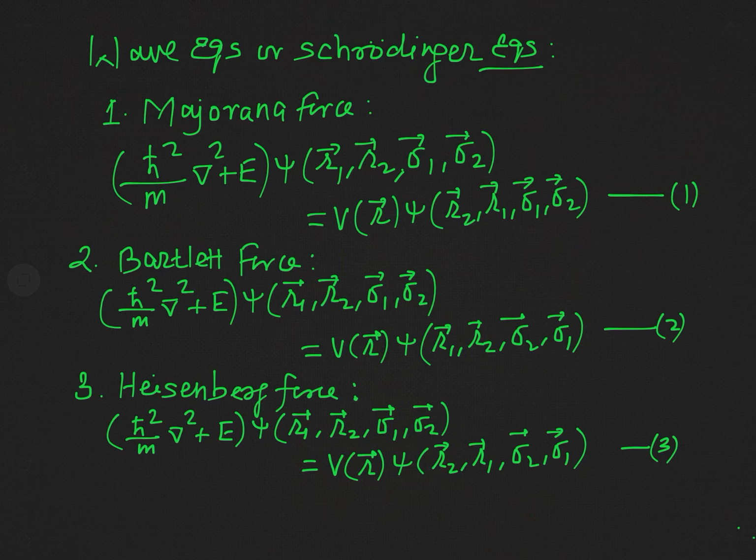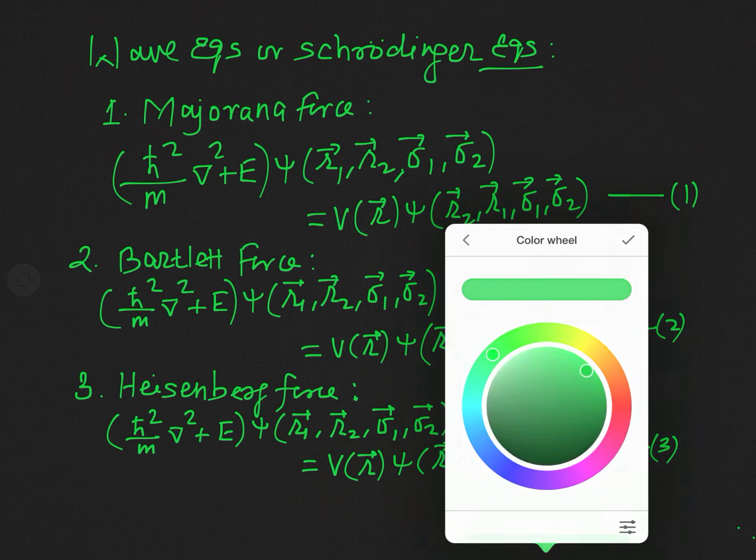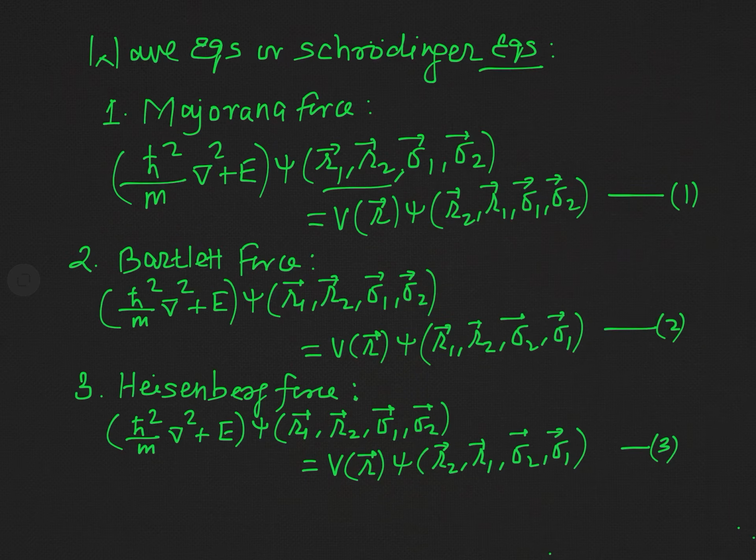Apart from this, we have also learnt the wave equation, or you can say Schrodinger equation, for these three exchange forces. The wave equation in case of Majorana force is: h cross square by m del square plus e, psi of r1 r2 sigma 1 sigma 2, equals v of r, psi of r2 r1 sigma 1 sigma 2. So you can see here these coordinates r1 and r2 get interchanged.